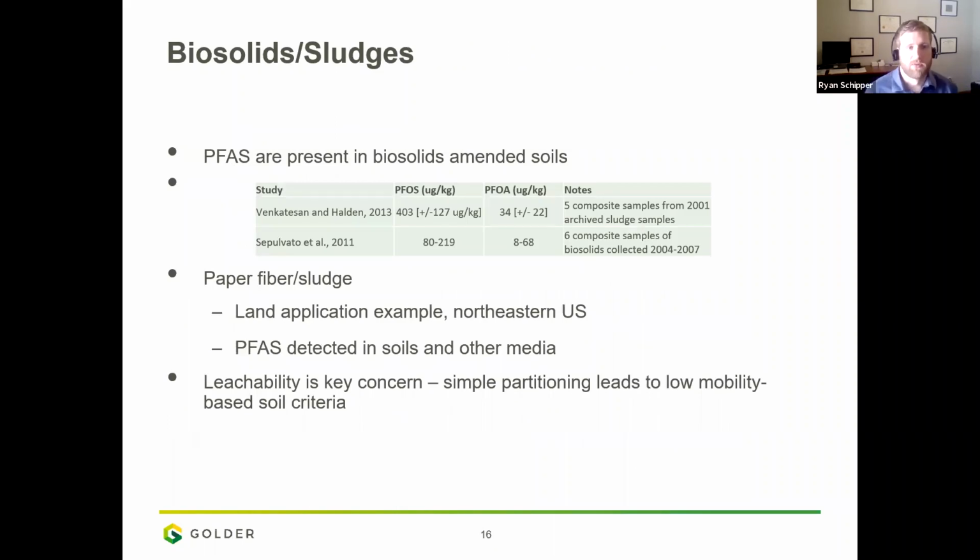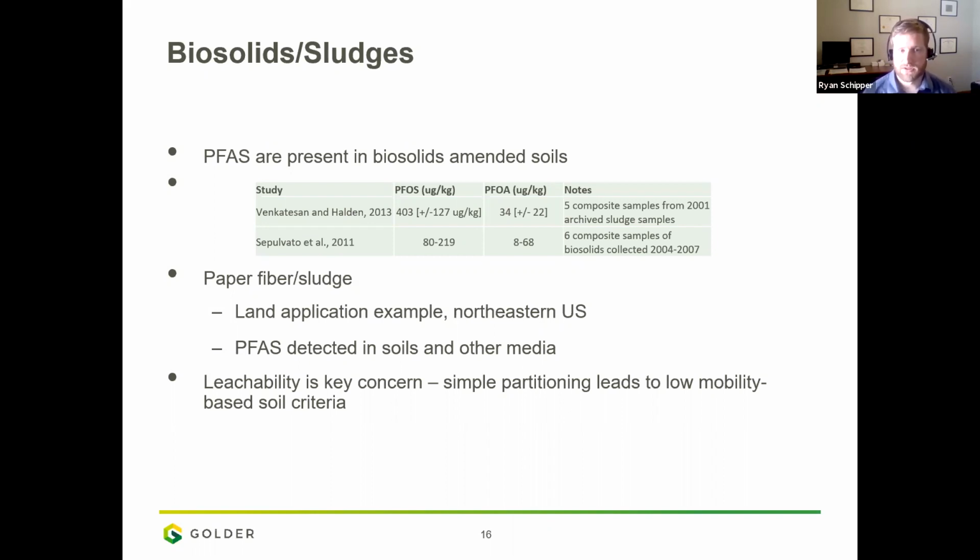So to touch a little bit more on some of the biosolids and sludges, here's a study that shows some of the biosolids, and these are in micrograms per kilogram or parts per billion. So if you convert that into parts per trillion, you in some cases have PFOS in the 400,000 parts per trillion range in some of these biosolids and amended soils. So obviously there's concern there with those concentrations when we're looking at very low levels of PFAS.